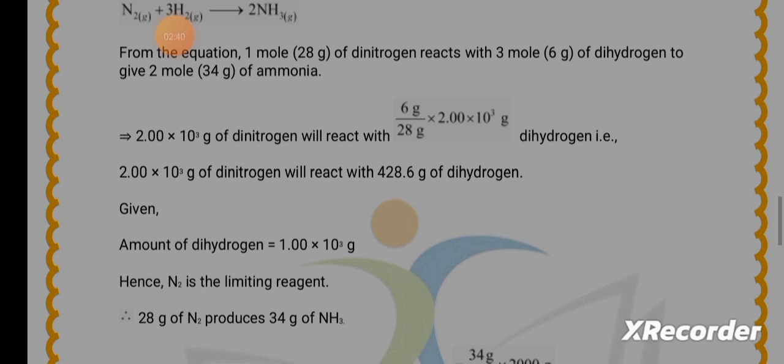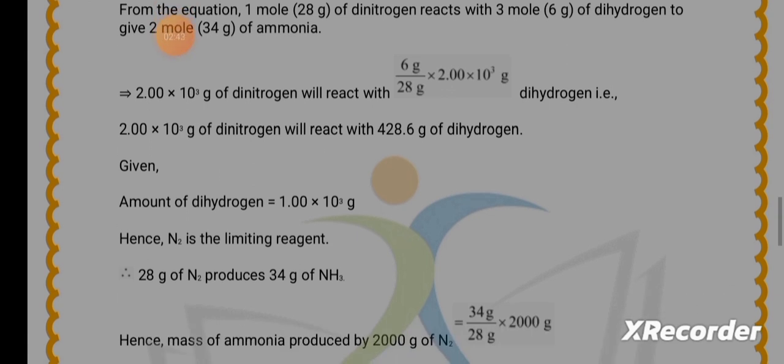Same here, you can also calculate the amount of dihydrogen, but you have the amount of dinitrogen as 1 into 10 to the power 3 gram. So the limiting reagent, which one do you have less of? Nitrogen. So nitrogen is the limiting reagent. So first we have to solve the question by finding the limiting reagent. After that you can form the product according to the limiting reagent.